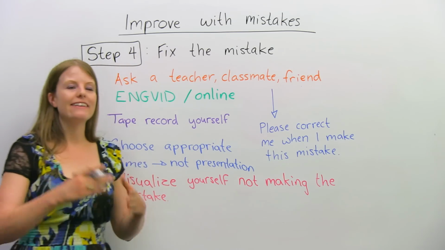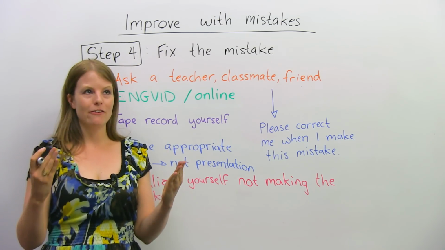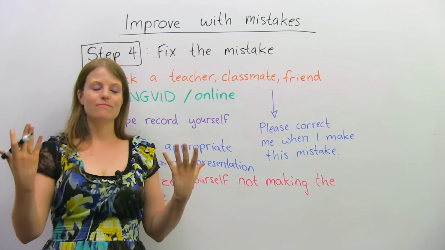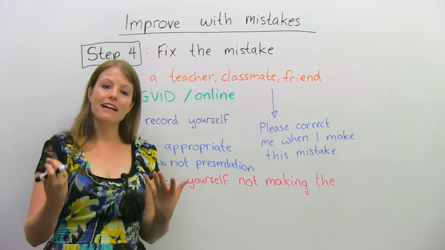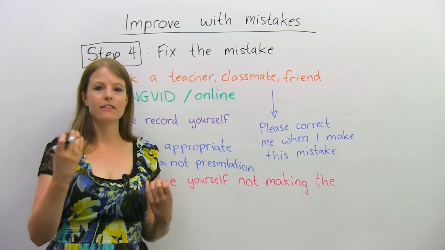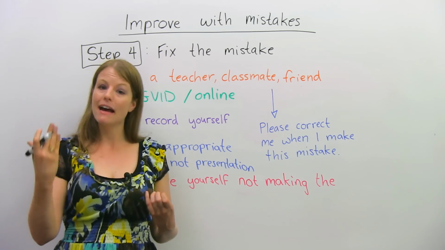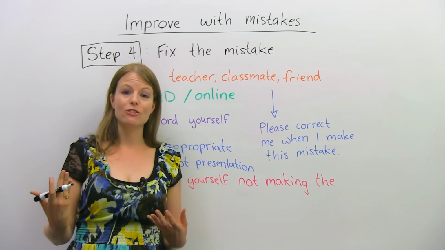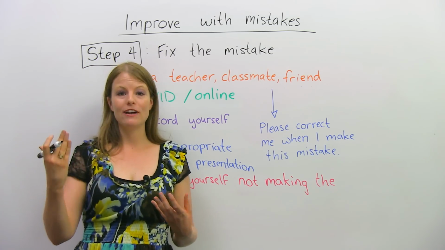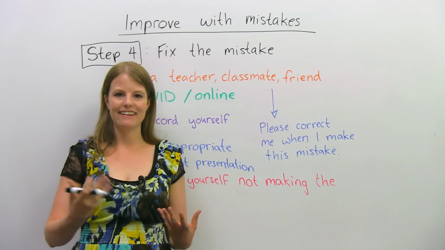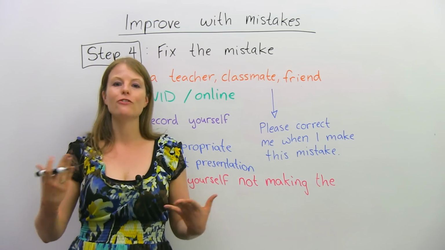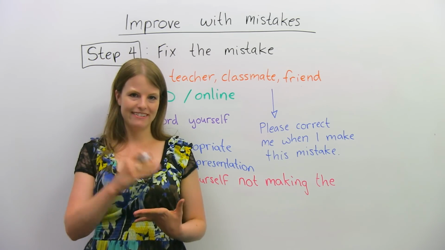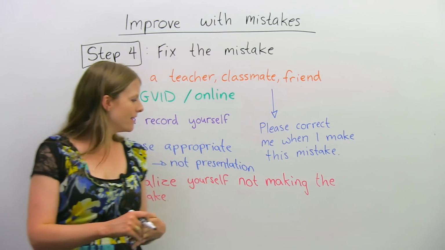So one thing you can do is you can imagine yourself making the mistake and then correcting it. Or you can imagine yourself saying the sentence perfectly and really think about it and keep imagining it. The more frequently you do this, the stronger your brain gets at recognizing these mistakes, and the more likely your brain will prevent you from making these mistakes. So visualization is very, very good to do.